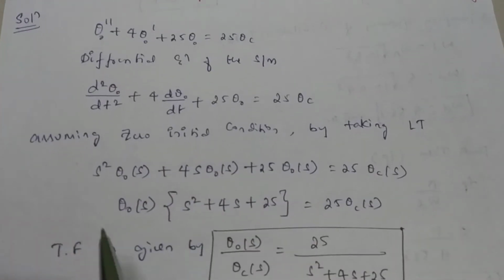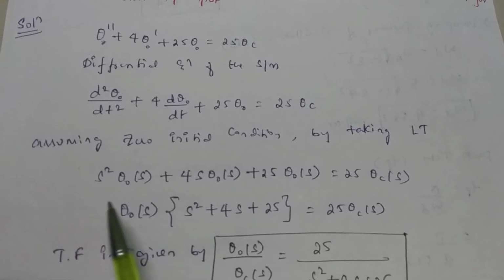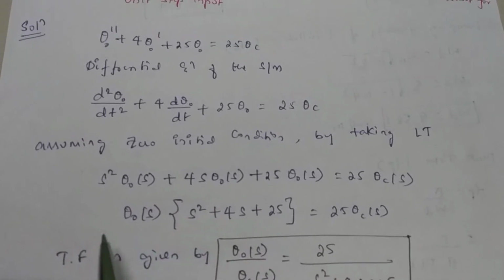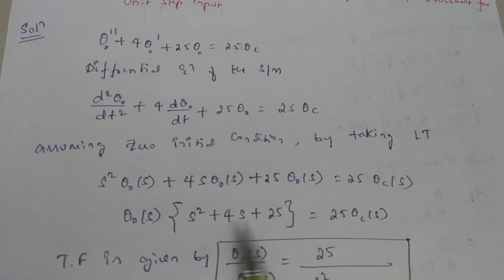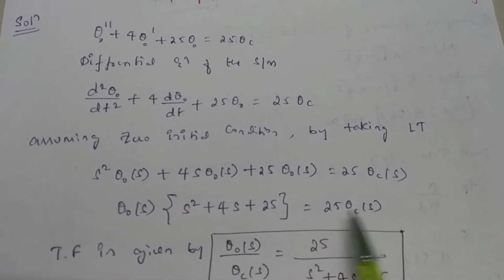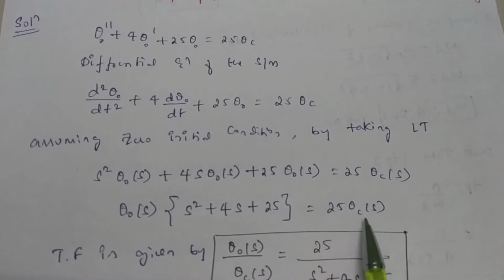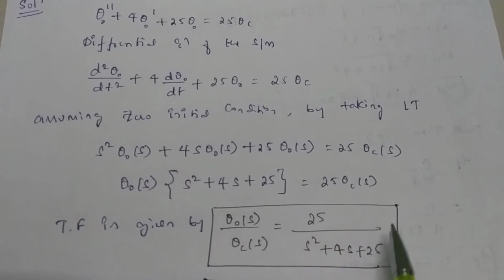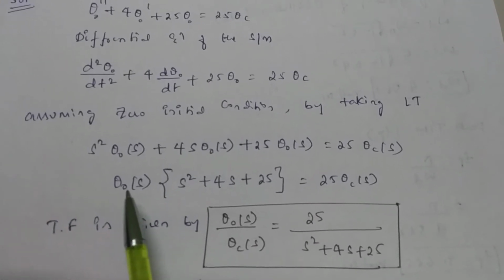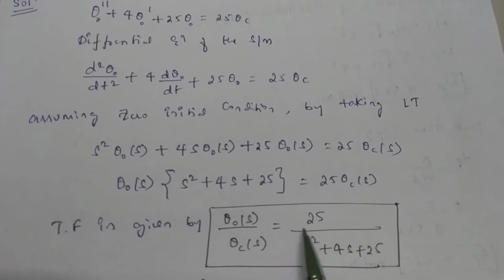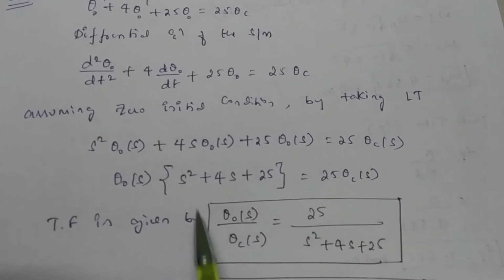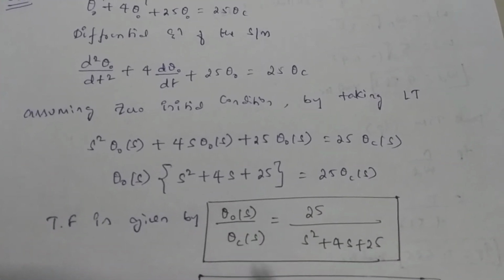After that we take theta naught of s as common, so we get s square plus 4s plus 25 equal to the right-hand part, which is the same, 25 theta c of s. So we need to take the transfer function here. The transfer function is output by input, that is theta naught of s by theta c of s equal to 25 whole divided by s square plus 4s plus 25. This is in the form of a second order transfer function.